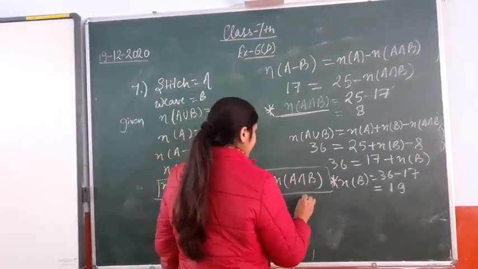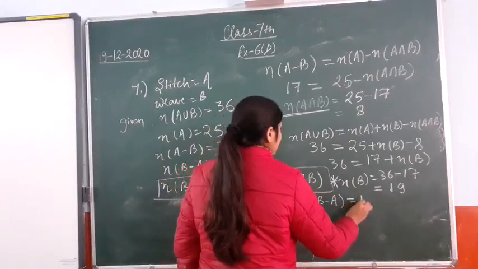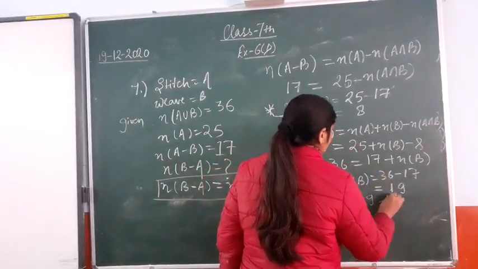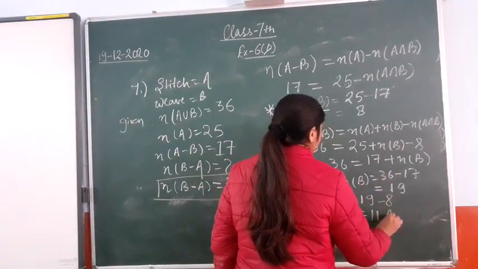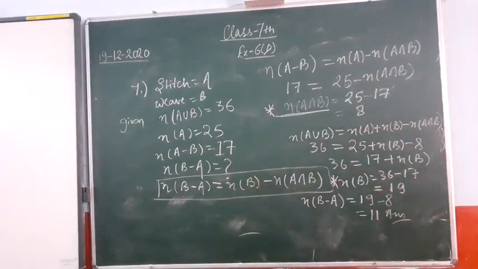Okay. So now we got the value of A intersection B and I got the value of n(B). Now you can take out n(B minus A) easily. Put the value 19, and the intersection B is what? 8. What will come? 11 will come. And this is your answer. Got it? Now, seventh question is done.